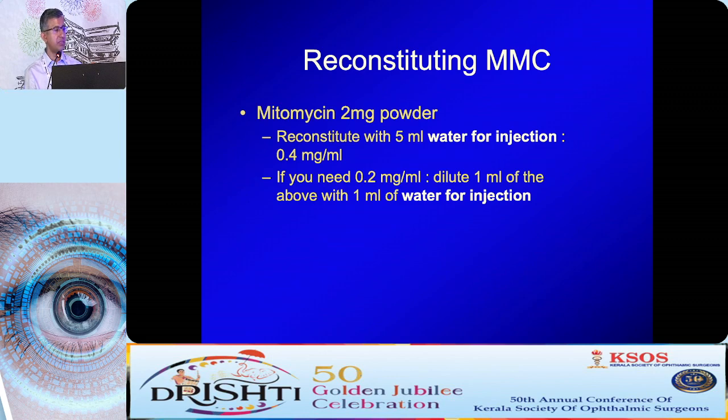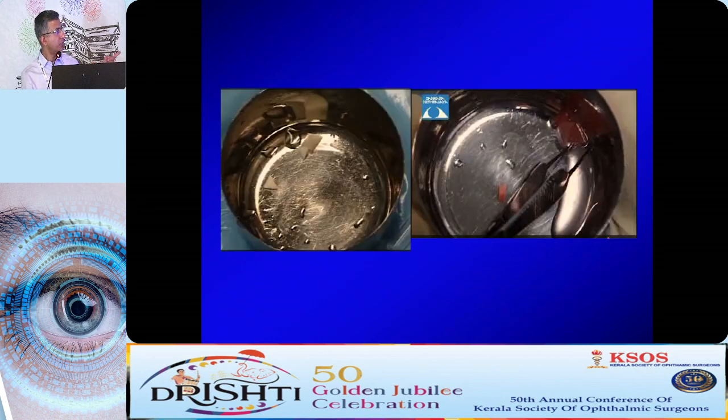Whenever you have a new theater nurse, you need to actually train them. It makes sense to leave this written up in your OT so that there's no confusion. And then you put it in a little bowl like that. Those 3 sponges that you're using, in this case 4 sponges that you have there, are soaked in mitomycin, and this is what you place under the conjunctiva.